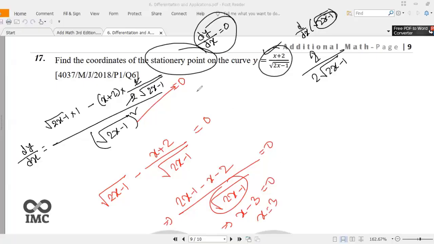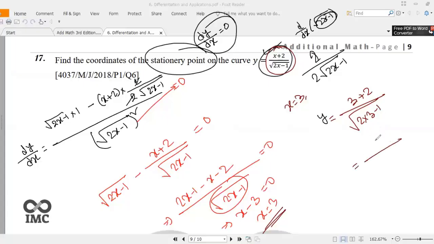This is our abscissa of this stationary point, the value of x. Now we need to find y. So how can we find y? Y will be, instead of x, we will put 3 because the value of x equal to 3. So here (3 plus 2) by root over (2 into 3 minus 1). So 3 plus 2 is 5. Root over 2 times 3 is 6 minus 1, that means root over 5. Or 5 means root over 5 into root over 5 by root over 5. After cancelling this one, we will get root over 5.